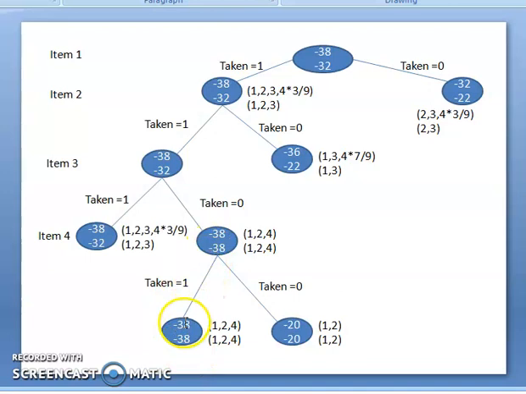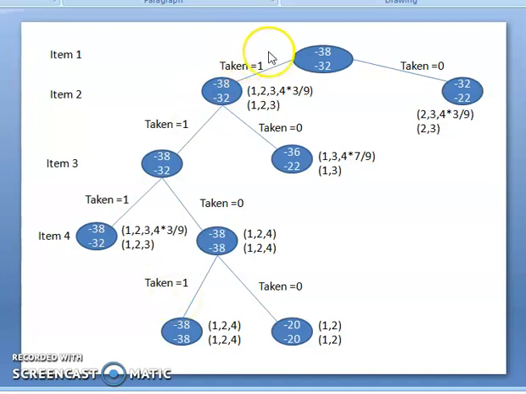We will consider the fourth item taken fully or not taken. Since this is the branch of first item taken, second item taken, third item not taken, it is 1, 2, 4, or just 1 and 2 if the fourth item is not taken. So only these two choices are there. Out of these two, this one is giving the minimum value of minus 38, so this particular node will get selected.